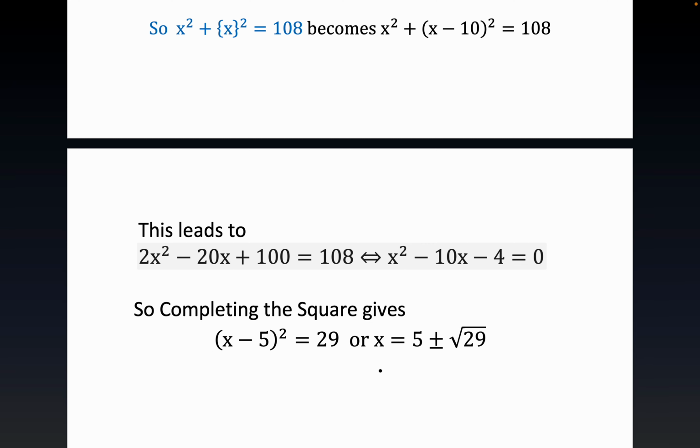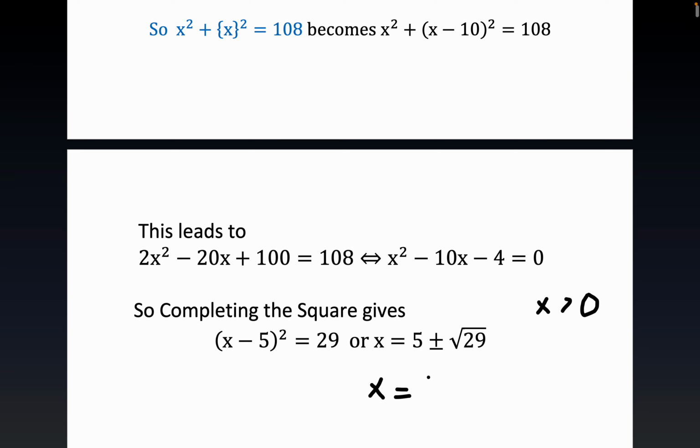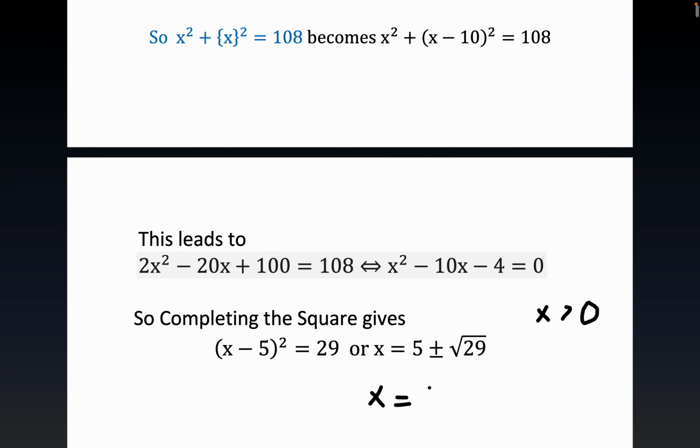Now notice we are looking for a positive solution. Remember at the beginning of the problem we stipulated we're seeking x greater than 0. The square root of 29 is greater than 5, so the only possible solution here would be x equals 5 plus root 29. Again, we reject the negative solution since we're just seeking positive solutions, because 5 minus the square root of 29 would be negative, right?